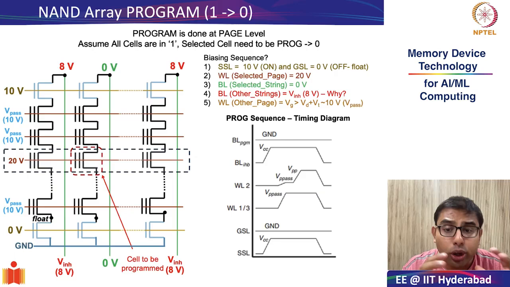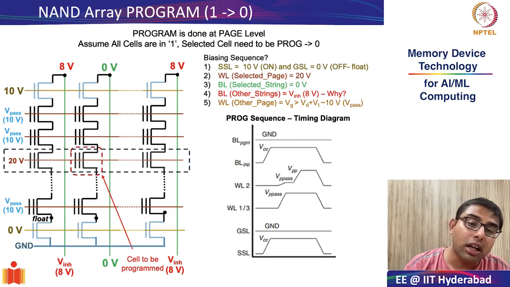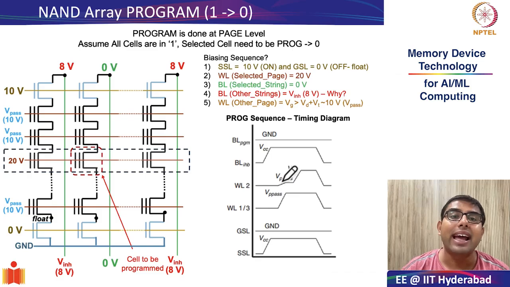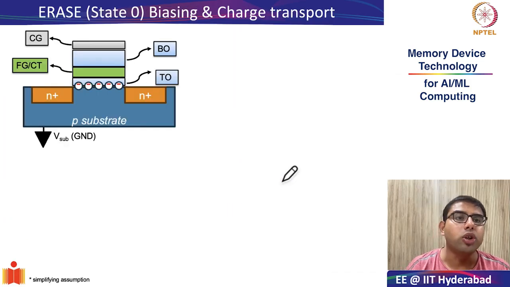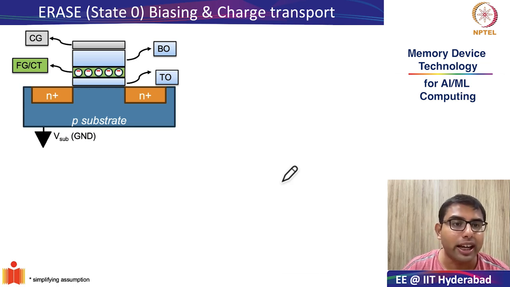So in today's class, we will continue from here and we will look at erase and then read operation of the NAND flash both at the cell level and also at the array level. So let us begin. How is the erase operation done? First at the cell level. Let me play this animation again for you.